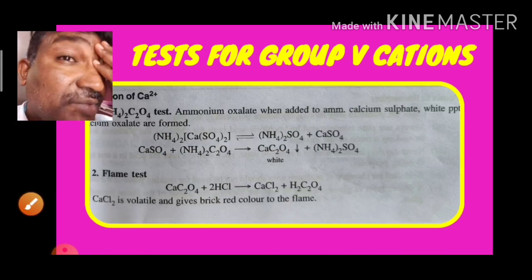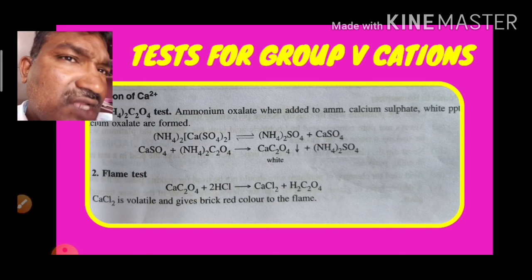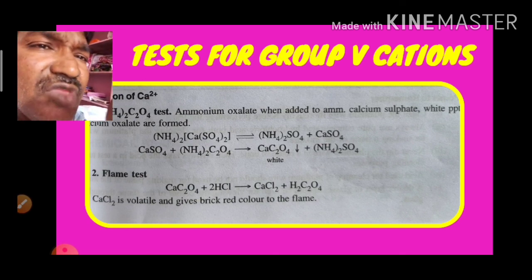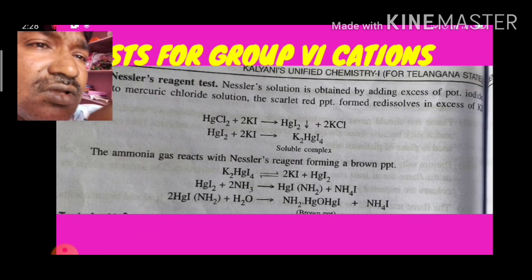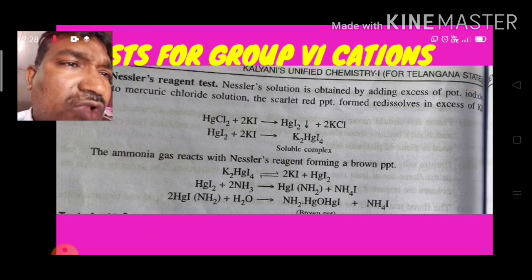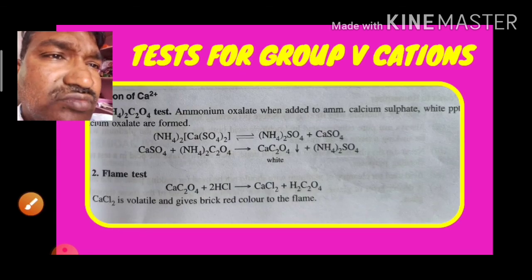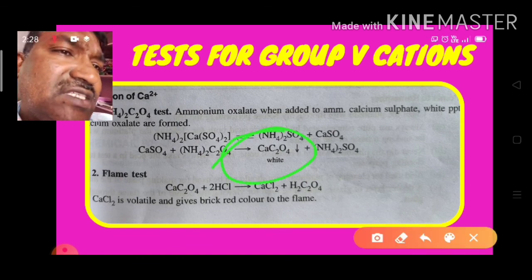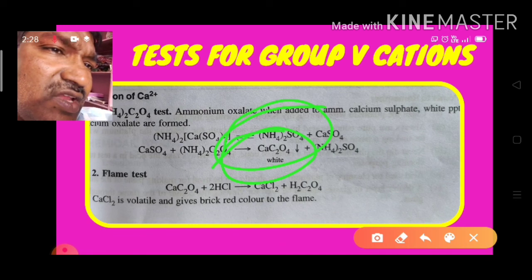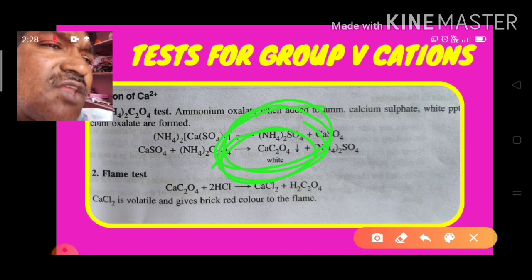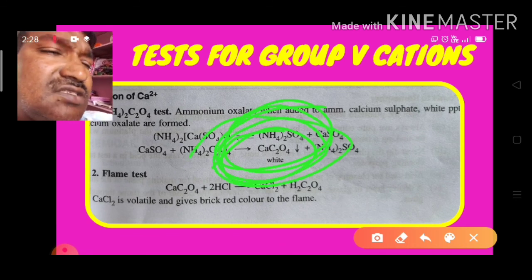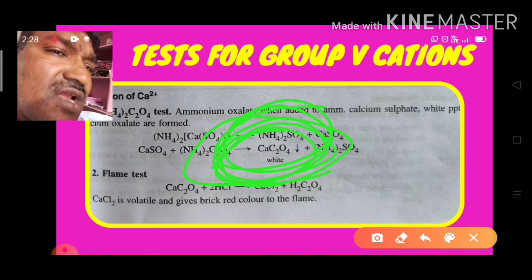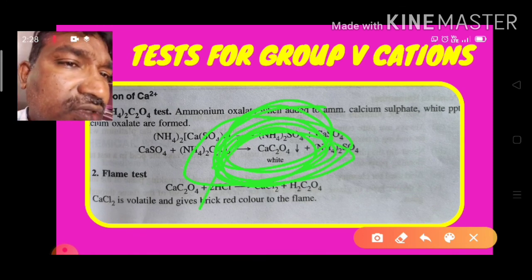And calcium ions give the ammonium oxalate test. When the ammonium oxalate is added, we get an insoluble white color precipitate, that is calcium oxalate, whereas the strontium oxalate and barium oxalate are soluble salts. Calcium oxalate is an insoluble salt, that we have to remember.